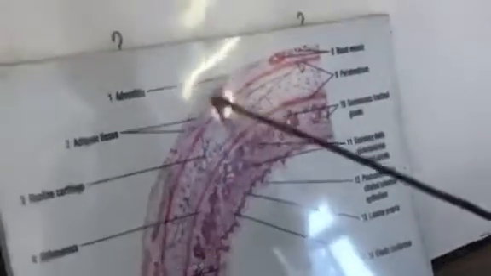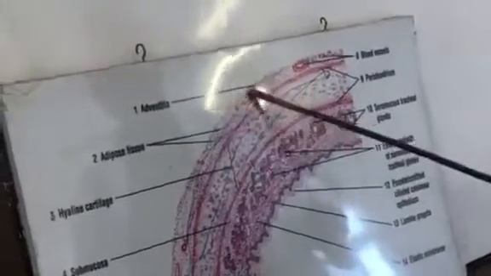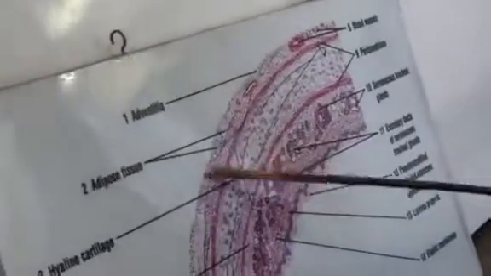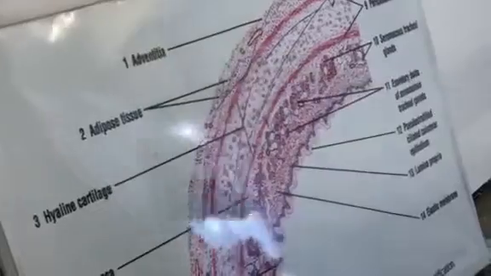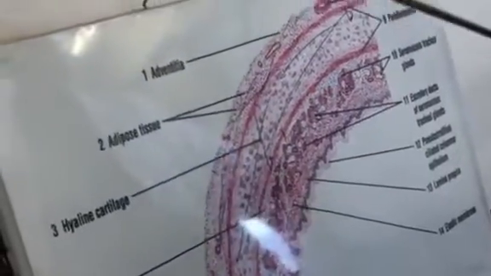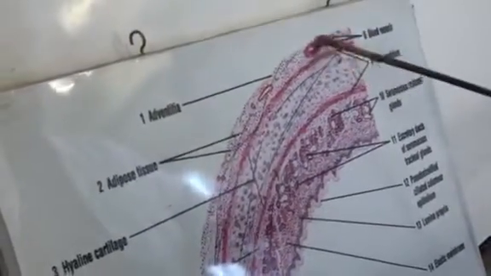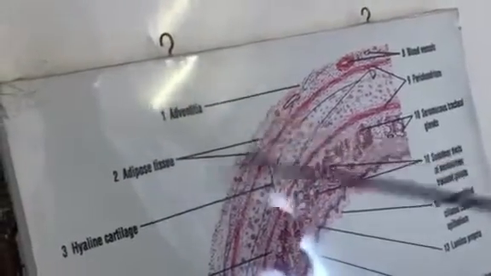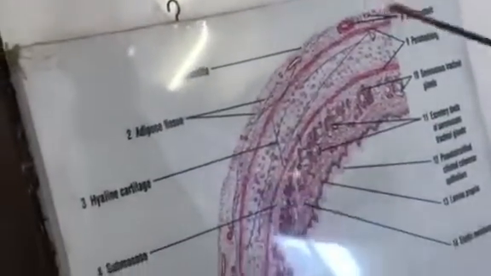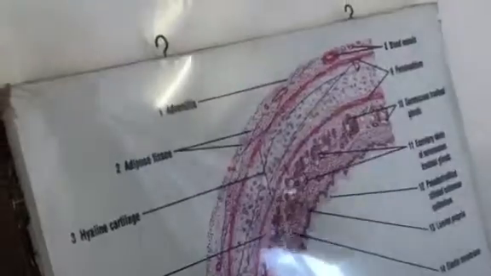Most outer layer, this is another layer of loose connective tissue. This is adventitia. This adventitia layer, and here numerous blood vessels are present, and these are adipocytes. And this is the loose connective tissue layer. This is adventitia. These are the histological structures of the trachea.